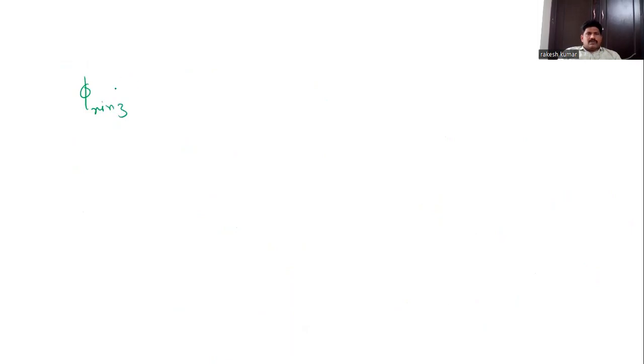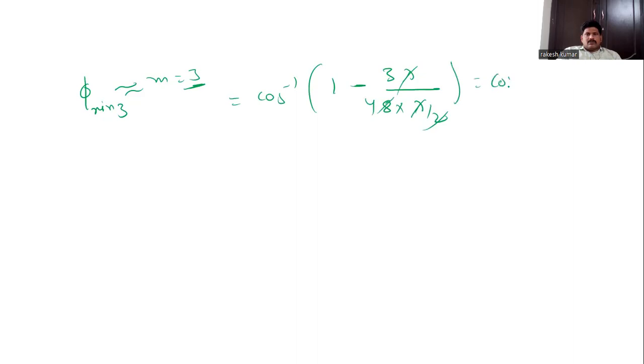Now let us come to phi minimum 3, that is m is equal to 3. So what is the formula? Cos inverse of 1 minus 3 lambda by n d. N is 8 and d is lambda by 2. The lambda gets cancelled. It is equal to cos inverse of 1 minus 3 by 4, that is cos inverse of 1 by 4, which is equal to plus or minus 75.52 degrees.